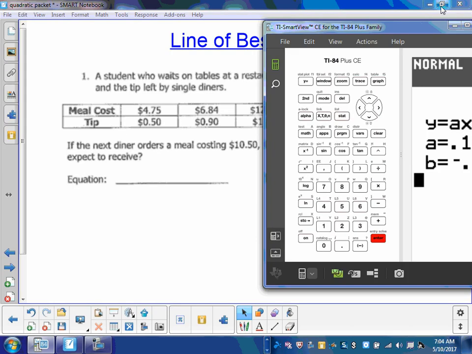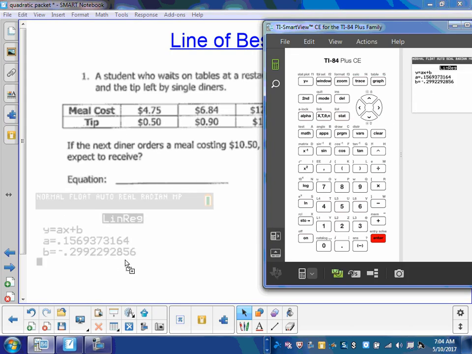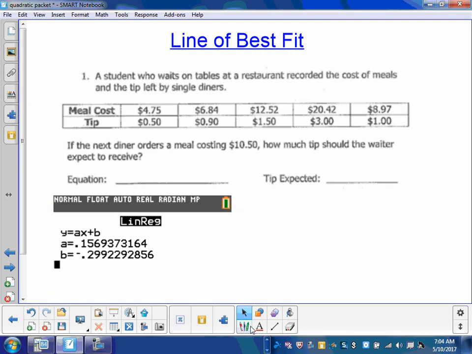And here's our equation. So let's round it. We're talking about money, so let's round it to 2 decimal places. So the equation is y equals 0.16x minus 0.30. So now let's use this equation to predict the tip expected.